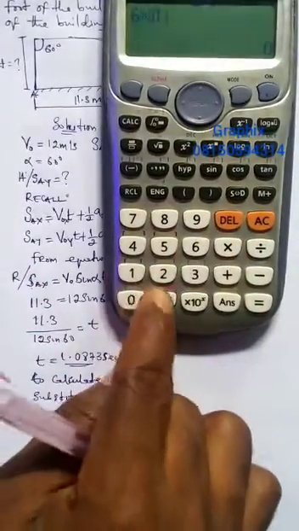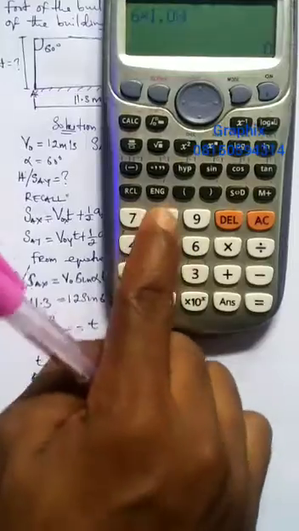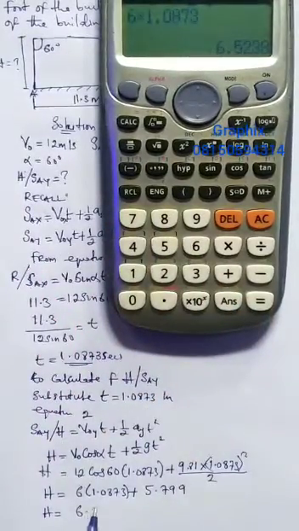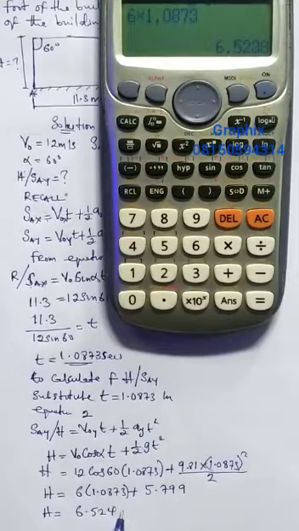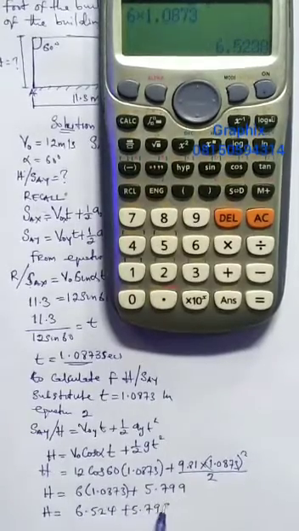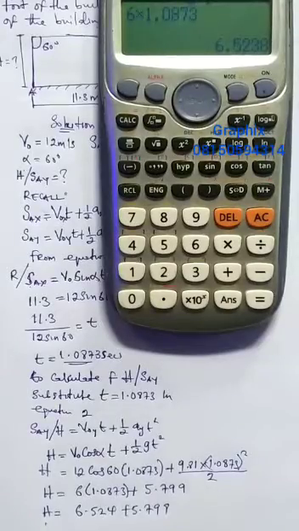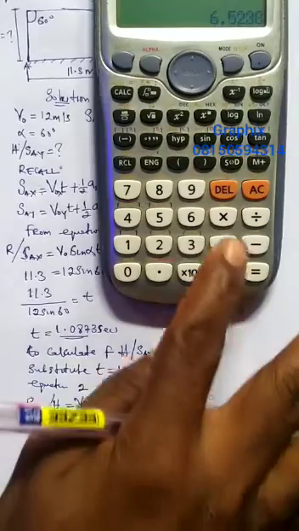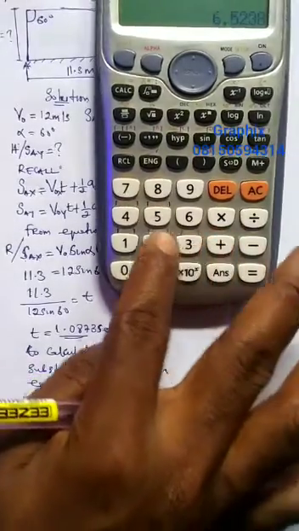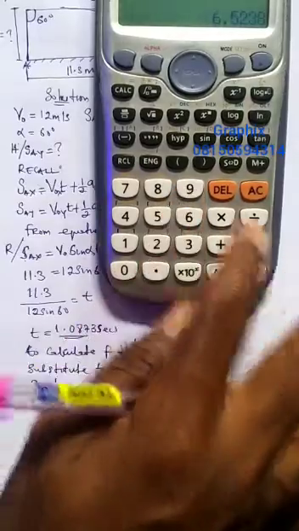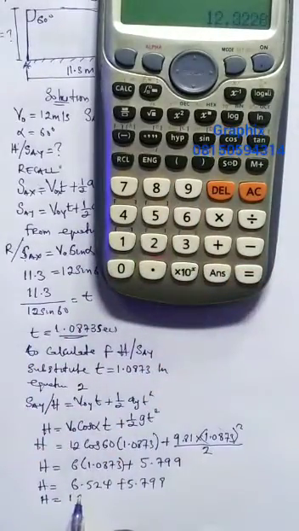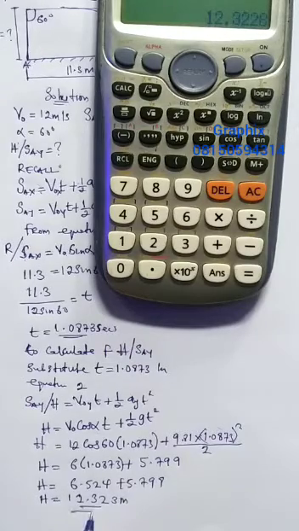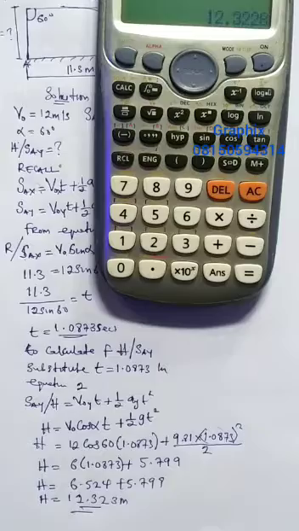So my H now will give me 6 times 1.0873, and that will give me 6.524, plus 5.799. So my answer will be 12.323 meters. So that is the height of the building. Thank you very much.